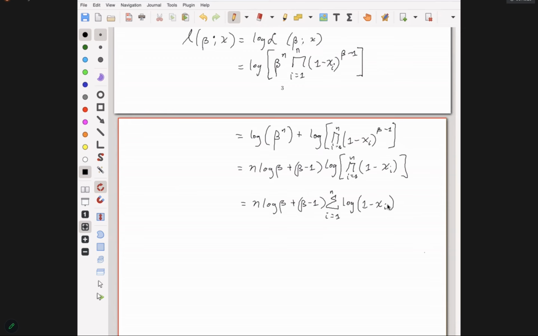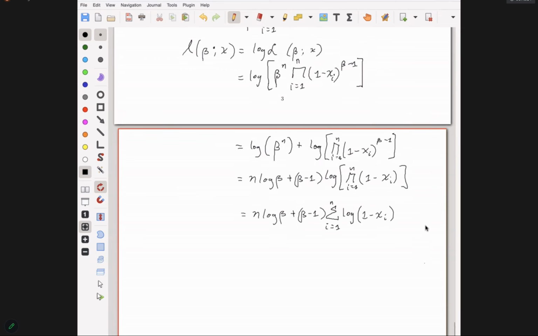Our next step with this is to do what? We need to get rid of the log. Not get rid of the log, we can't get rid of the log. We can do exponential. And this is as much as we can simplify the log likelihood. Okay. So what's our next step?